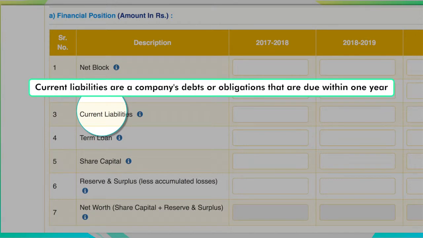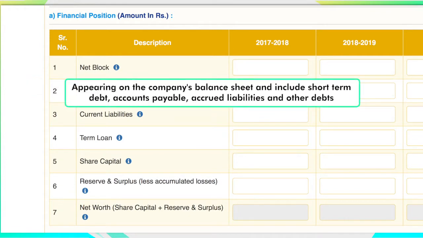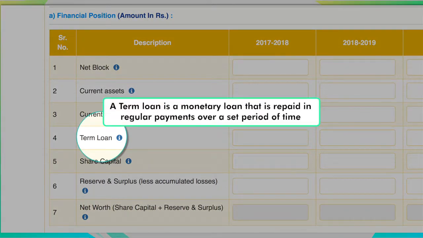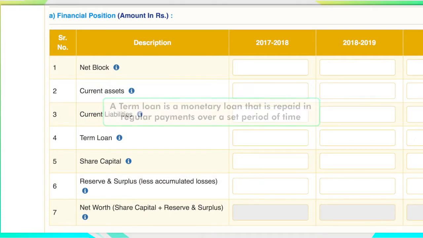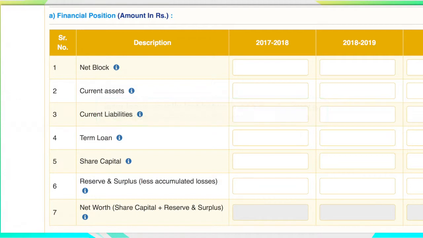Current liabilities are a company's debts or obligations that are due within 1 year, appearing on the company's balance sheet and include short-term debt, accounts payable, accrued liabilities, and other debts. A term loan is a monetary loan that is repaid in regular payments over a set period of time. Term loans usually last between 1 and 10 years, but may last as long as 30 years in some cases.